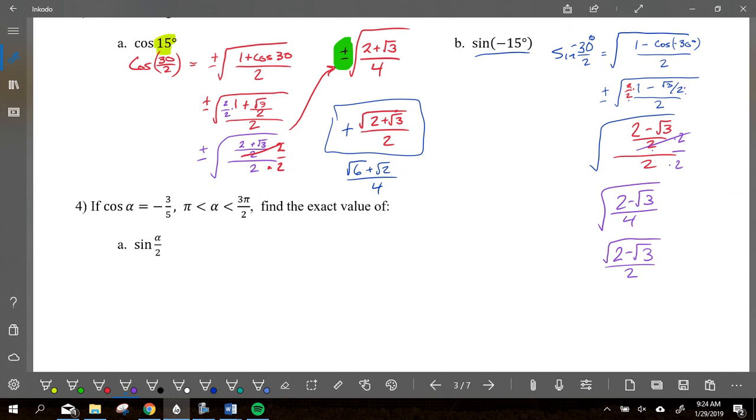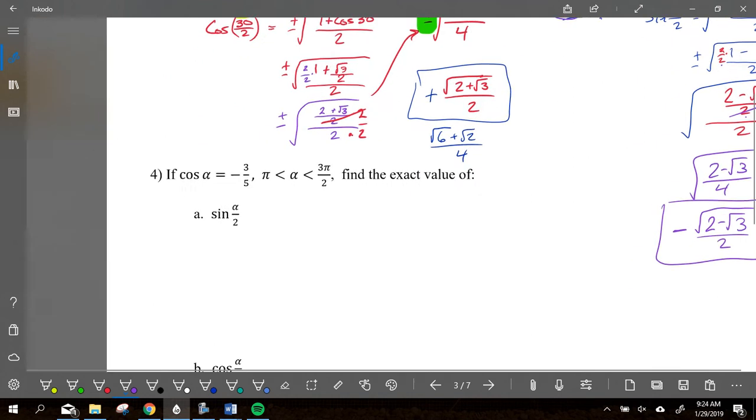Audrey, why does my answer need to be negative? Yep, I'm in the fourth quadrant, so why is it negative? The y value is negative. We're doing sine in the fourth quadrant because negative 15 degrees falls in the fourth quadrant. It's going to be negative. Everybody good to that point?